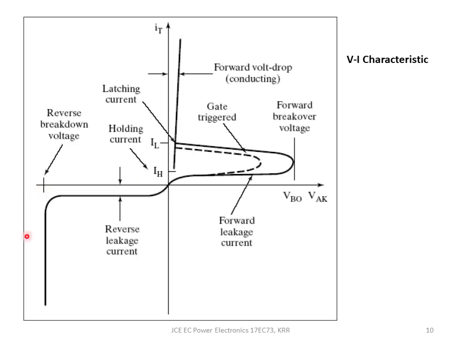In this third quadrant, you will observe that this is the reverse voltage that I am going to apply like a diode, and since SCR conducts only in the first quadrant, it is reverse biased and does not conduct and behaves like a reverse biased diode. Hence, there is a reverse leakage current.